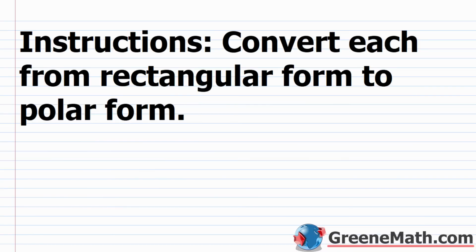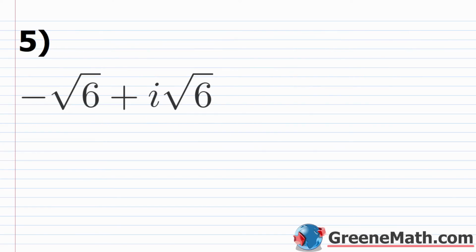All right, for the next few problems, our instructions are going to change. Now we want to convert each from rectangular form, again, that's also called standard form, to the polar form. Now for problem 5, we're given the complex number negative square root of 6 plus I times square root of 6.